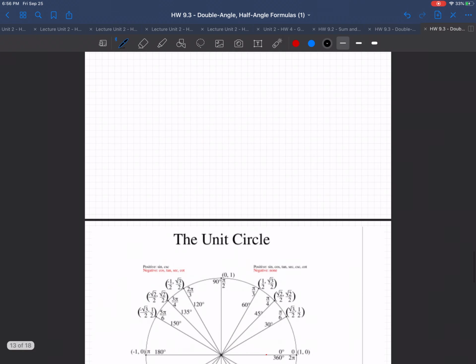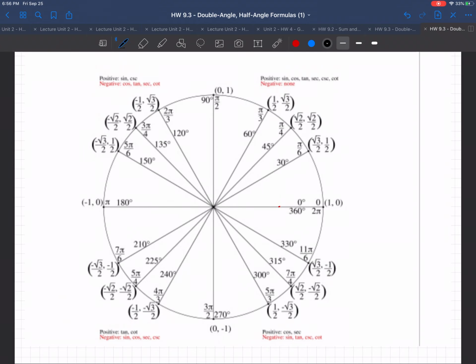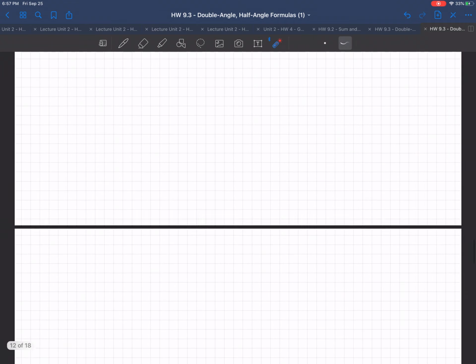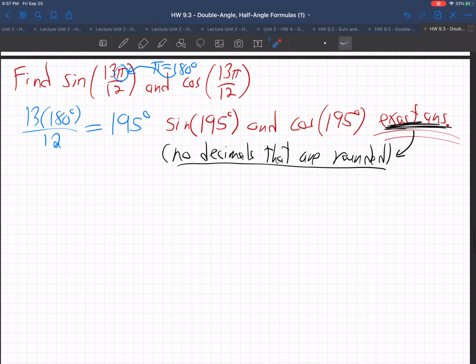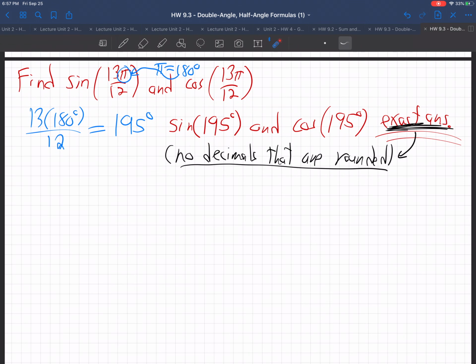Let's go find 195 degrees. Problem is it's not there, right? Here's 180. Here's 210. 195 should be between them. It isn't there. So what are we going to do? We can't use our calculator because that'll give us a decimal forever. We'd have to round it, and that's not exact. How are we going to find the exact answer of sine and cosine of 195 when it's not on the unit circle and we can't use our calculator?